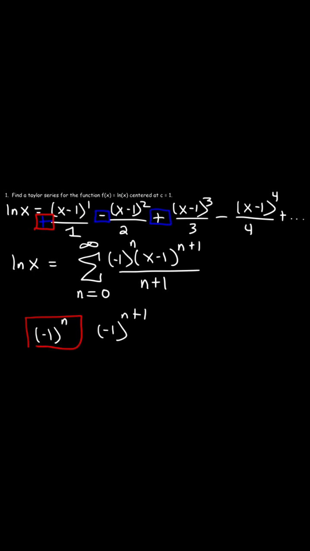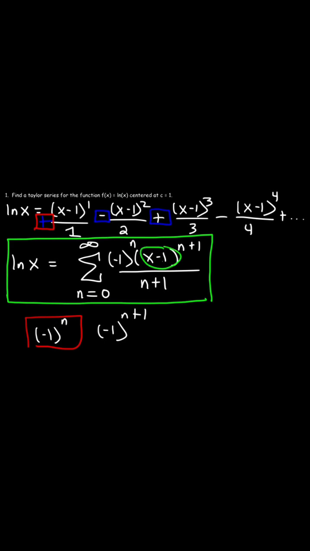So this is the Taylor series for the function ln x centered at c equal 1. And you can see the x minus 1 term, which tells us that it's centered at c equals 1. For the sake of practice, let's go ahead and try another example. Find a Taylor series for the function f of x equals e to the x centered at c equals 3. So go ahead, pause the video, and take a minute to try this problem.